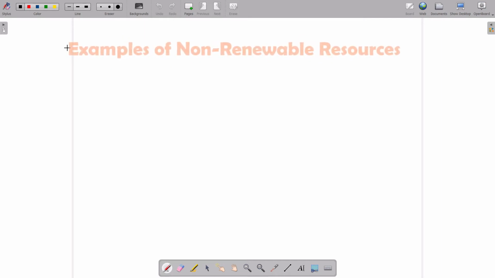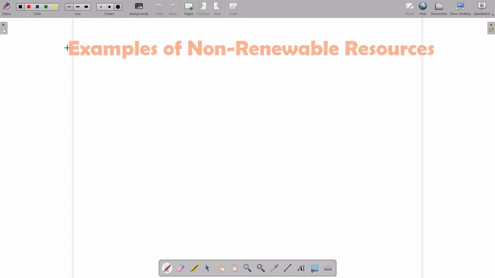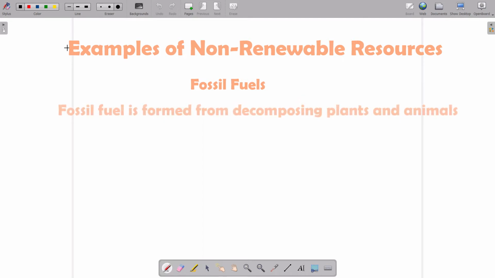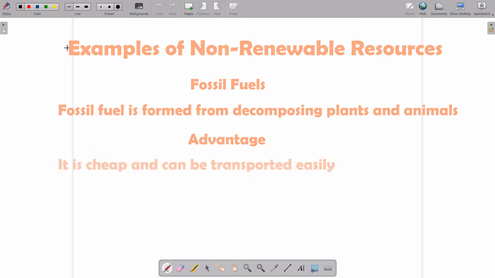First, examples of non-renewable resources include fossil fuels. A fossil fuel is formed from decomposing plants and animals. The main advantage we want to consider is it is cheap and can be transported easily. What are some of the disadvantages of this particular source of energy?